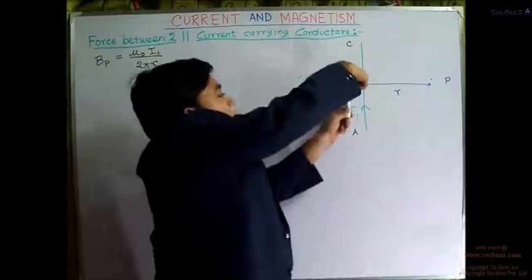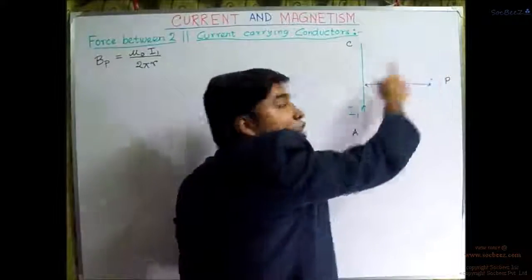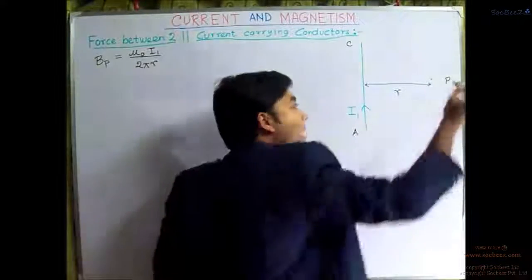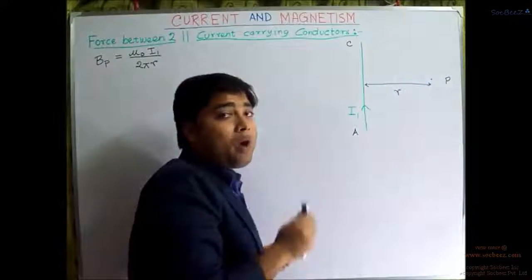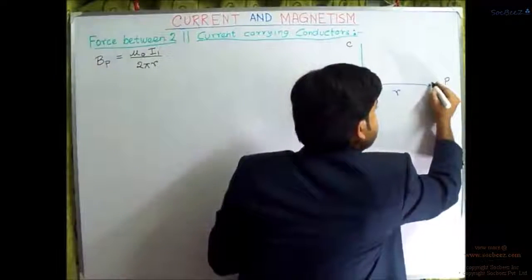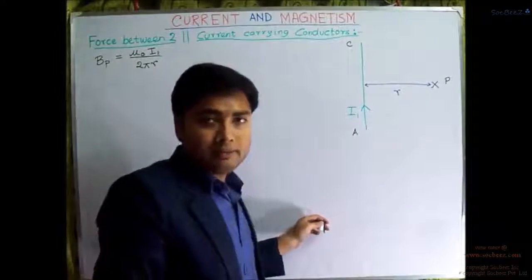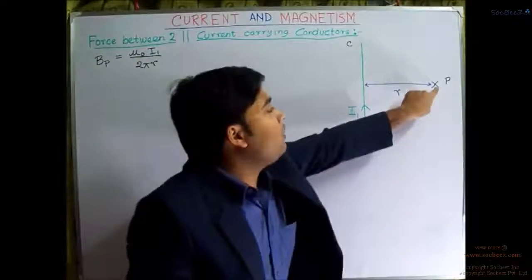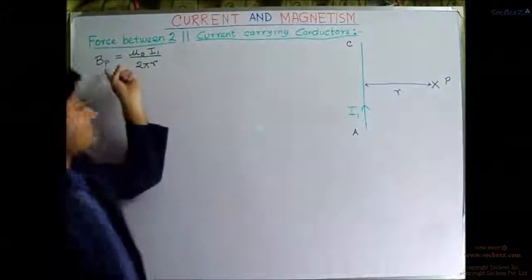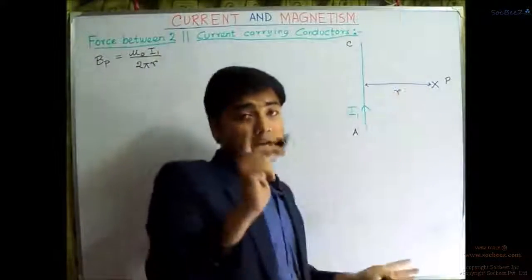It will be coming like this and entering at this point. It means that the B will penetrate the whiteboard. And what was the symbol? The symbol was like this. So over here at point P, the direction of B is such that it will penetrate this whiteboard.